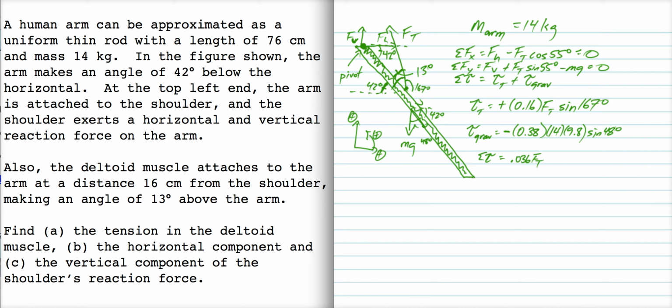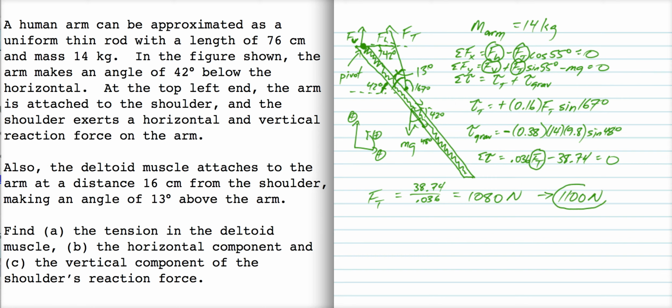So my sum of all torques equation looks like this: 0.036 Ft minus 38.74 is equal to 0. So I've got three equations and three unknowns. My three unknowns are Ft, which also appears here and here, Fh, and Fv. If I solve for Ft, that's 38.74 over 0.036. So that works out to be 1,080 newtons, or we'll call that 1,100 newtons to round off. So there's my first result.